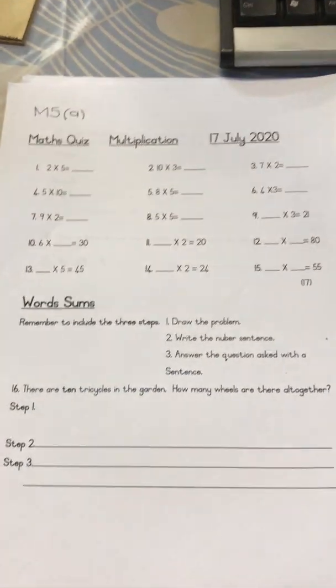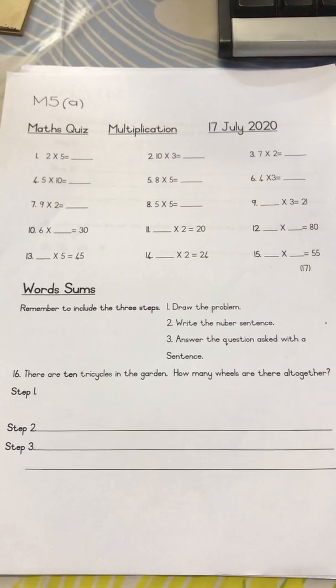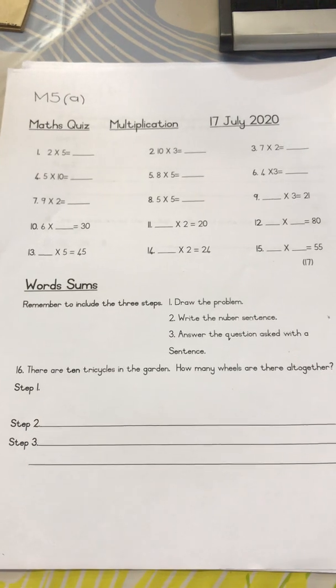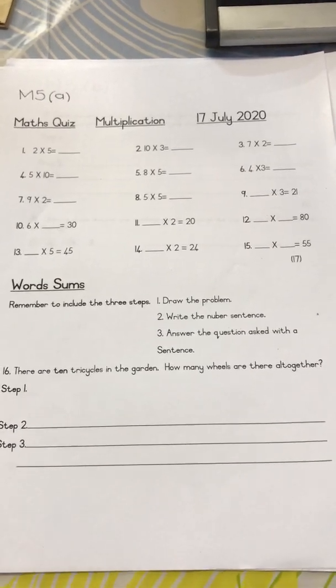So, number 1, draw the problem. Draw the problem. Grade 2, you are going to get a mark for that. Do it. If you don't draw it, you don't get the mark.